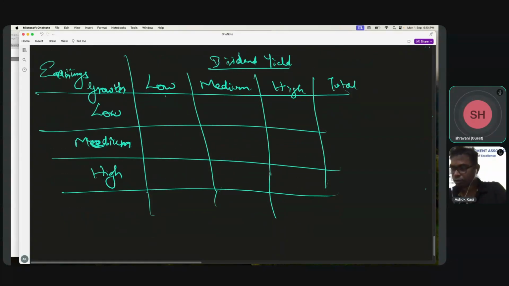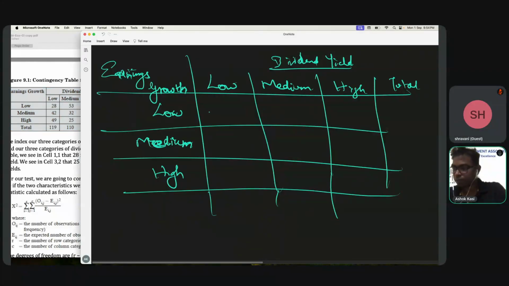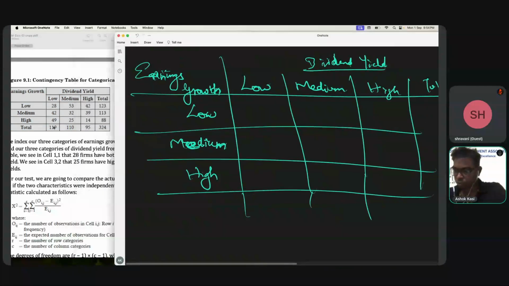Okay. So all you have to do is, instead of 25 for the observed value, my expected value will be 119, that is columns total into rows total divided by overall total. So columns is 119 into 123 divided by 324. Just calculate this. 45.17. Okay. Yes. Okay, fine.